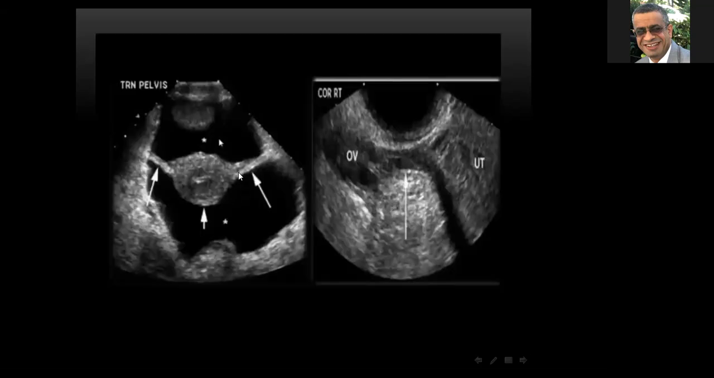By ultrasound, we can see the round ligament if there is fluid in the pelvis, and by transvaginal ultrasound, also, we can see it by angulating the probe toward the ovary. We can see it attached to the ovary.